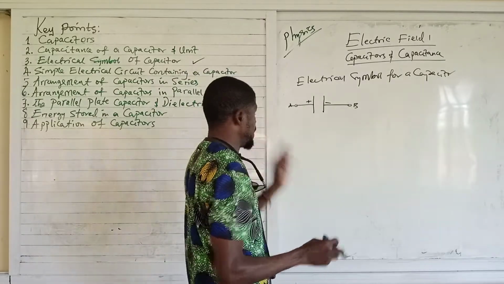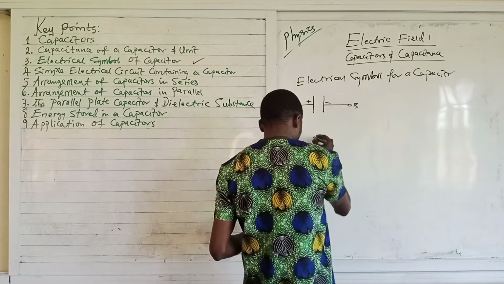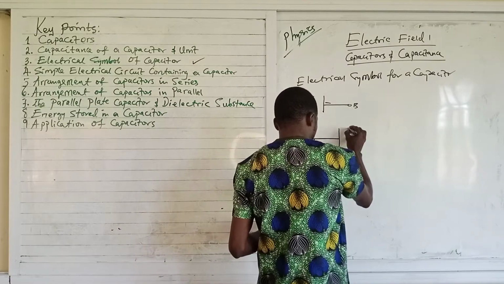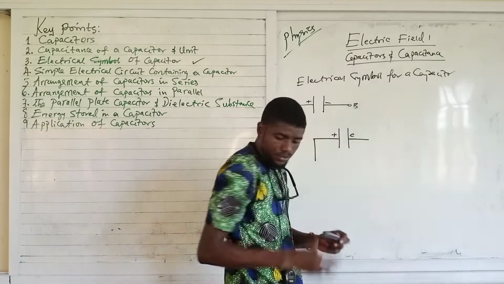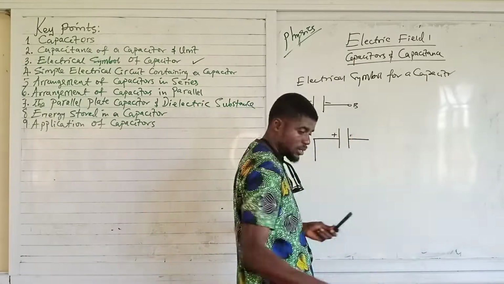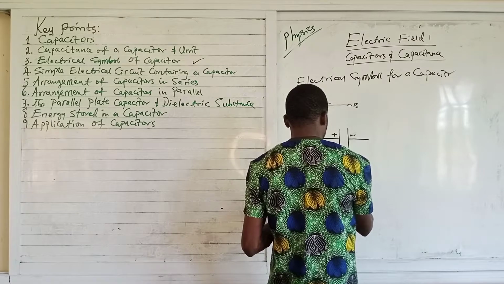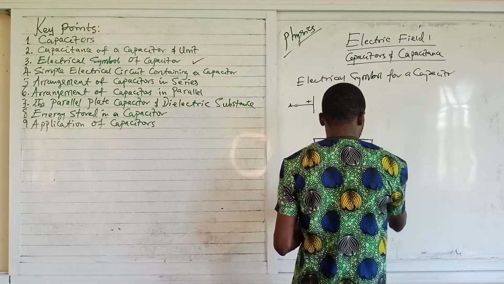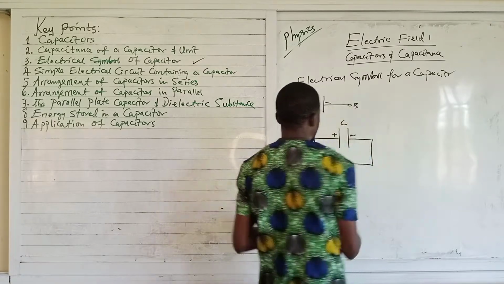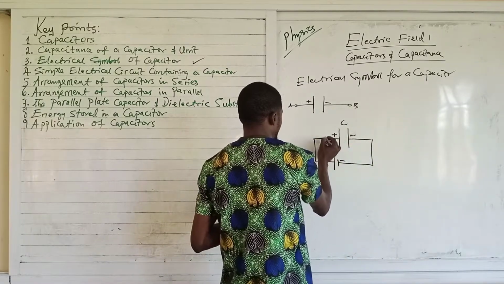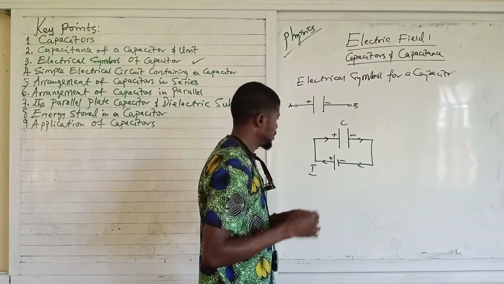And I will quickly draw a circuit diagram to include this. We may have something like this as an electrical symbol for a capacitor. There's an arrow, negative. We'll have a cell here, and then something like this. So this is your plus, this is your negative. And so this is the capacitor C. The current will flow in this direction and then back to this place. So that is that for that.